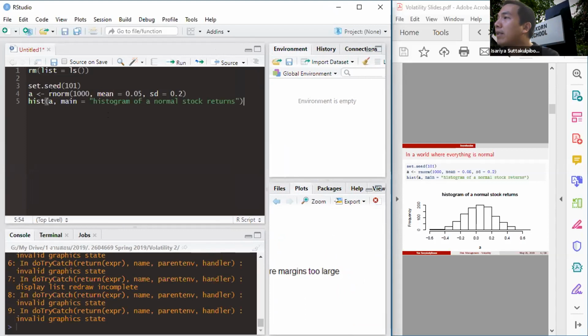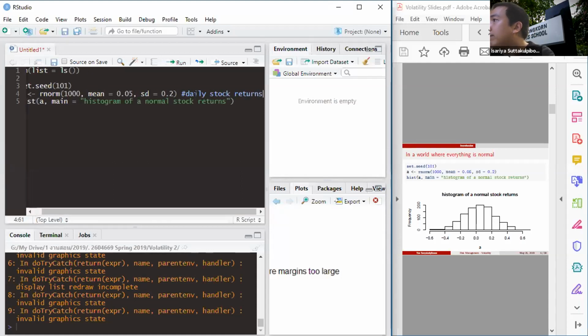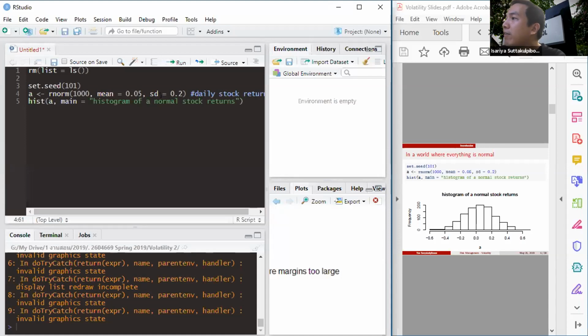I want to simulate maybe stock returns that have a mean value of 5% and a standard deviation of 0.2, which is 20%, like Apple stock. So this is daily stock returns with a mean of 5% and a standard deviation of 20%, and I want to simulate that 1,000 times. You can think of this as: what would happen tomorrow in 1,000 scenarios?